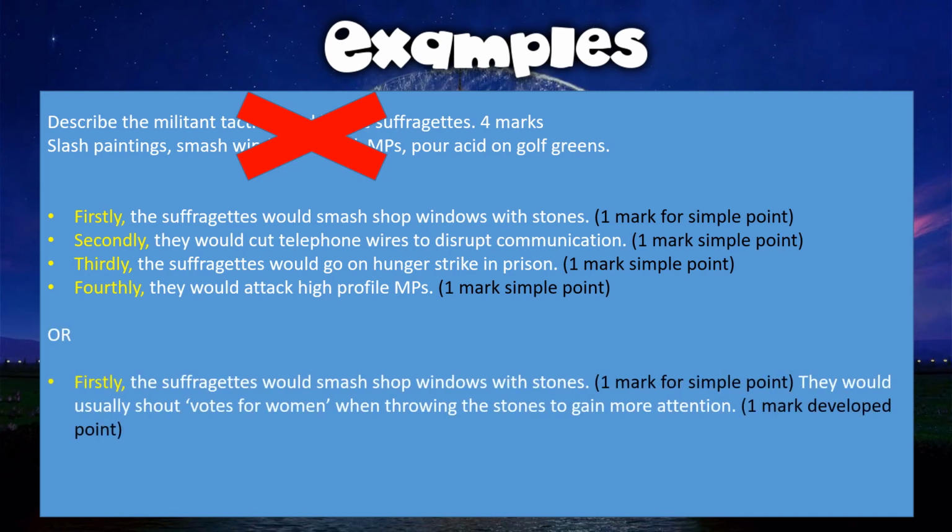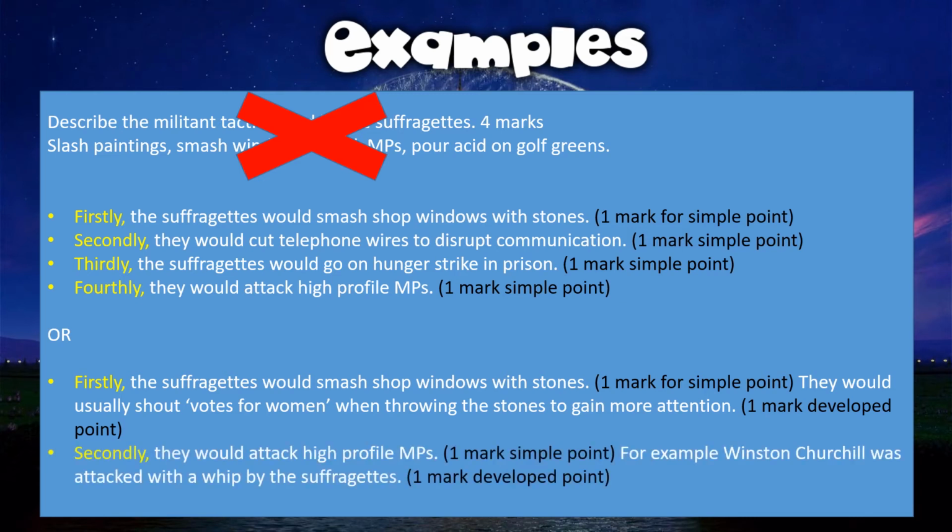And again, you have the option of developing your point. So firstly, the suffragettes would smash shop windows with stones. 1 mark for a simple point. They would usually shout votes for women when throwing the stones to gain more attention. There's 1 mark for a developed point. Secondly, they would attack high profile MPs. 1 mark for a simple point. For example, Winston Churchill was attacked with a whip by the suffragettes. There's 1 mark for a developed point. So you've developed your point a bit further there.